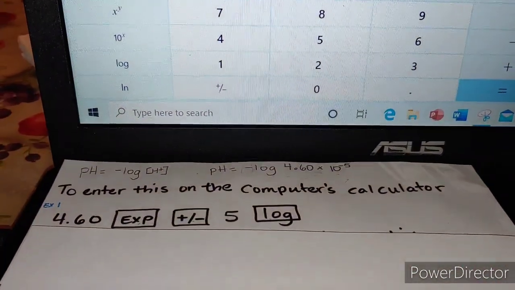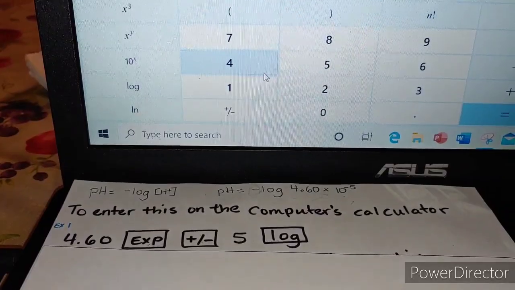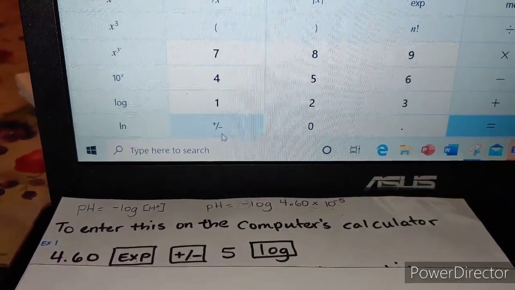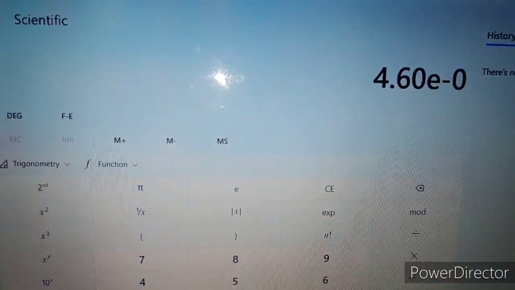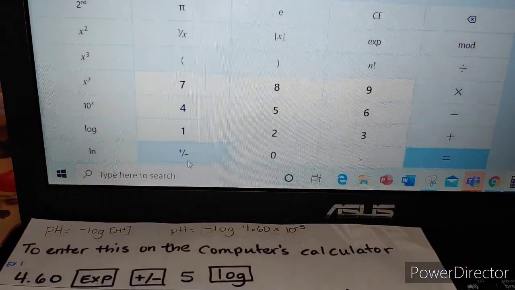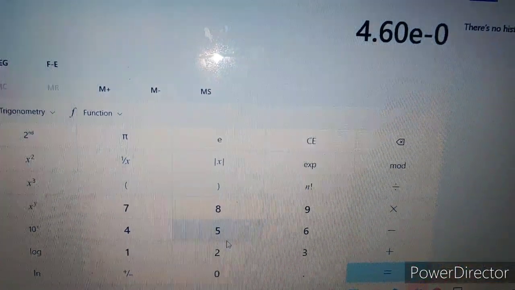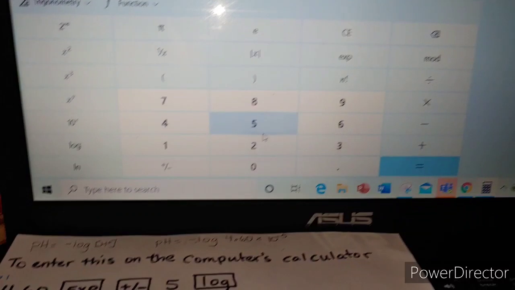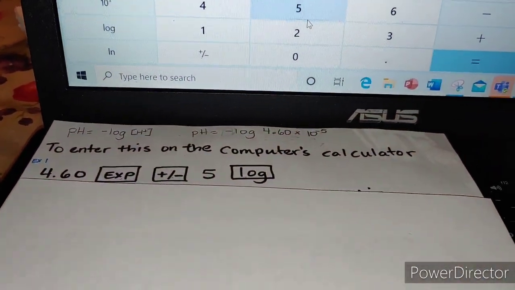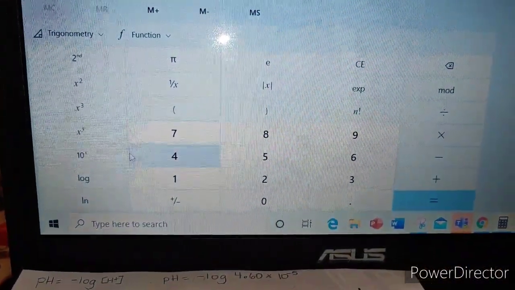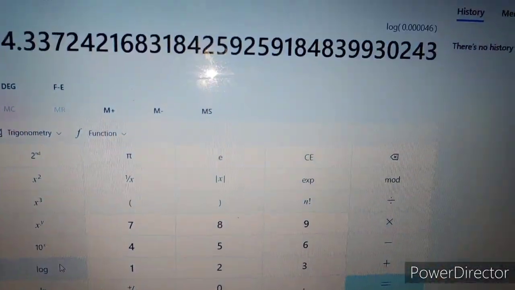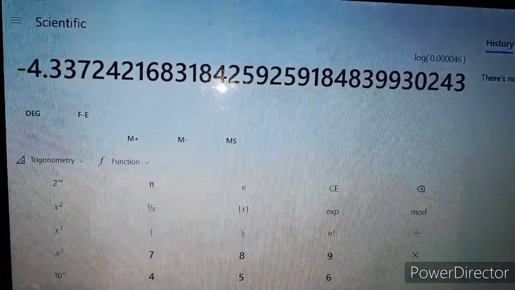Okay, so now you're going to go ahead and press the plus or minus. Okay, so here's our plus or minus to make it the negative symbol, and you'll see a change. And now we're going to press 5. And here we go. Okay, so now from there, we're going to go ahead and enter log. And that gives us our final answer.